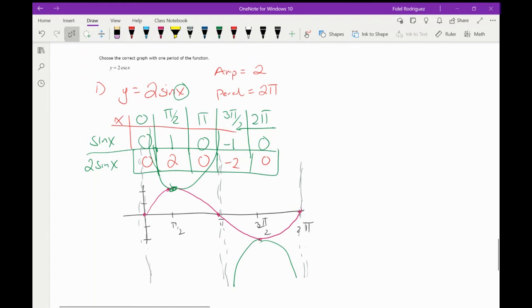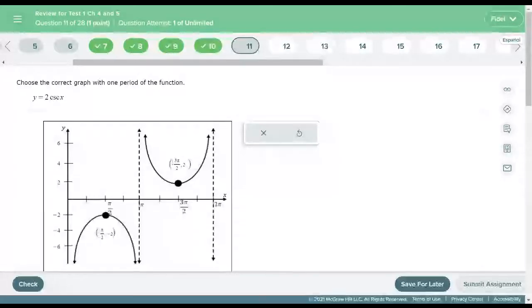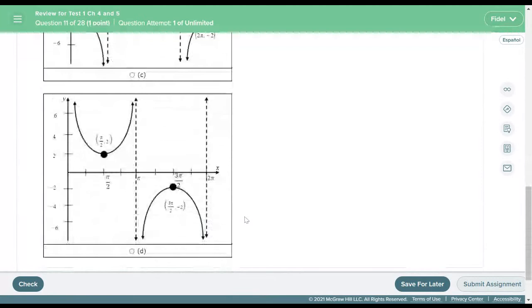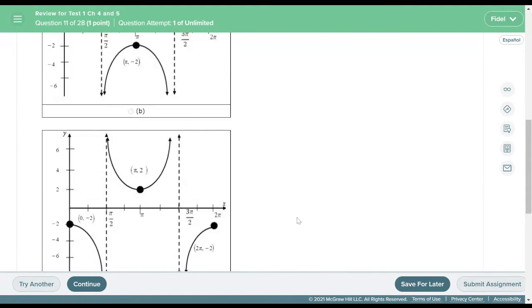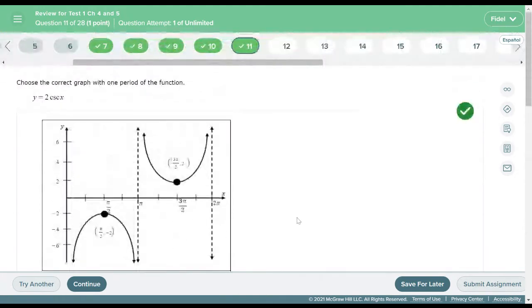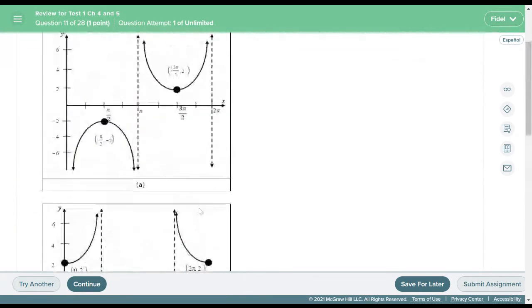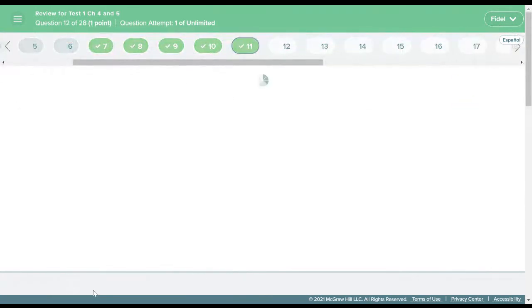So if I know what this looks like, I stop sharing this so that we can come back to review. If I look at that, does that look like the first one? No, so I know it's not that one. No. What do you think, D? Check it. Did we get it? Yeah, there we go. Okay, is there more to the problem? No, that was it. Continue.